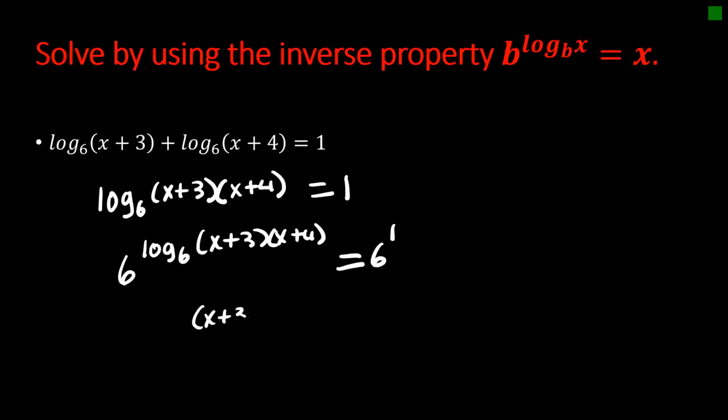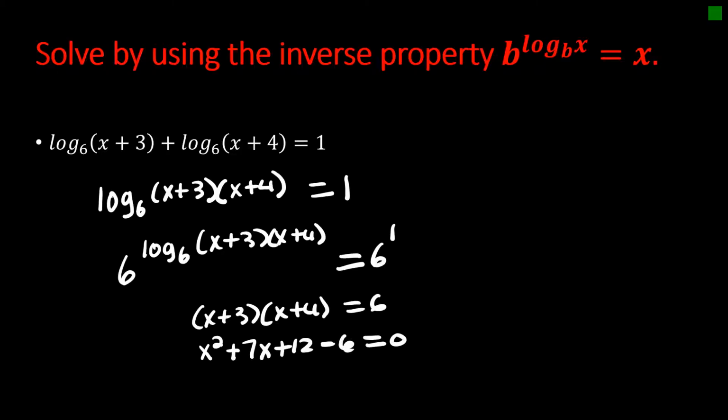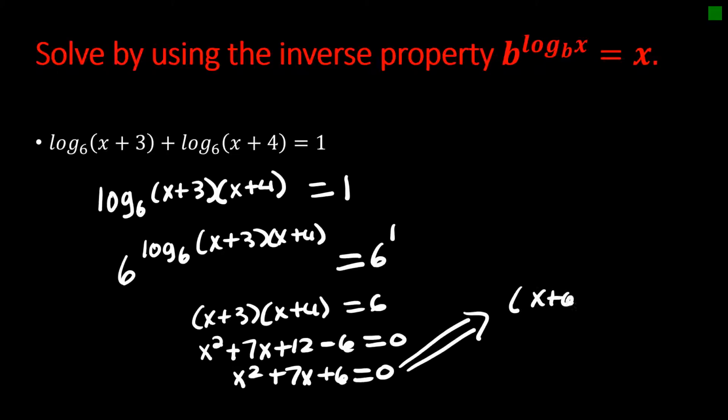So I have (x + 3)(x + 4) = 6. If I multiply out here, I have x squared plus 7x plus 12. Go ahead and bring that 6 over, equals 0. So I have x squared plus 7x plus 6 equals 0. And I can factor this. It factors to (x + 6)(x + 1).